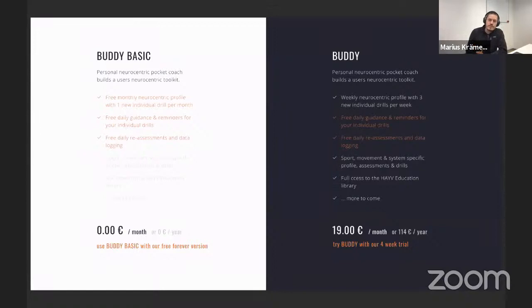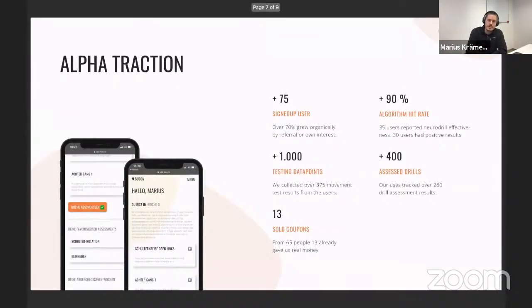We are very B2C focused right now. So we are building an app that the end user can use at home and has to pay for itself. We are looking into different models there, B2B2C, talking to insurance companies and stuff like that. But currently we are very focused on the B2C model and on the end user.